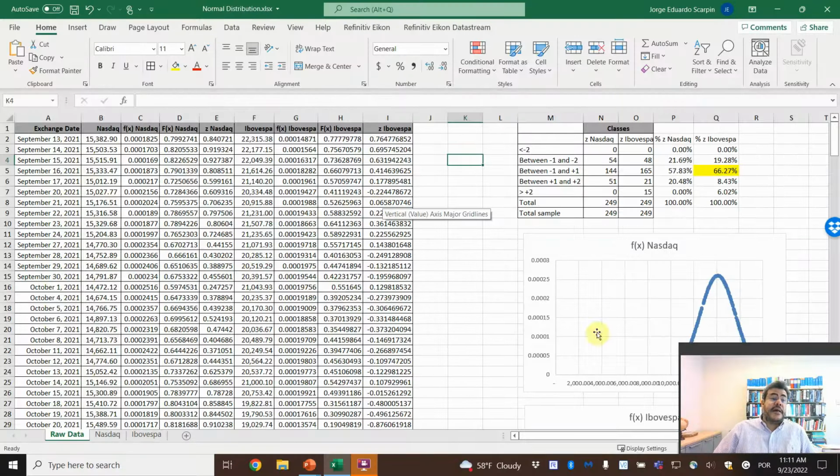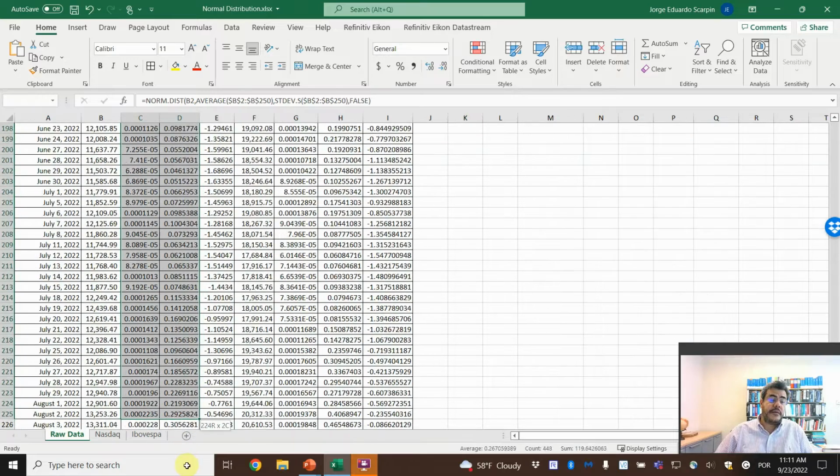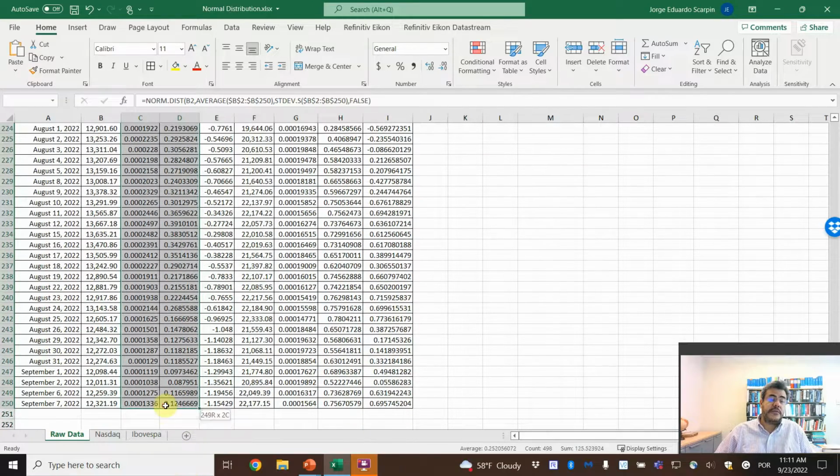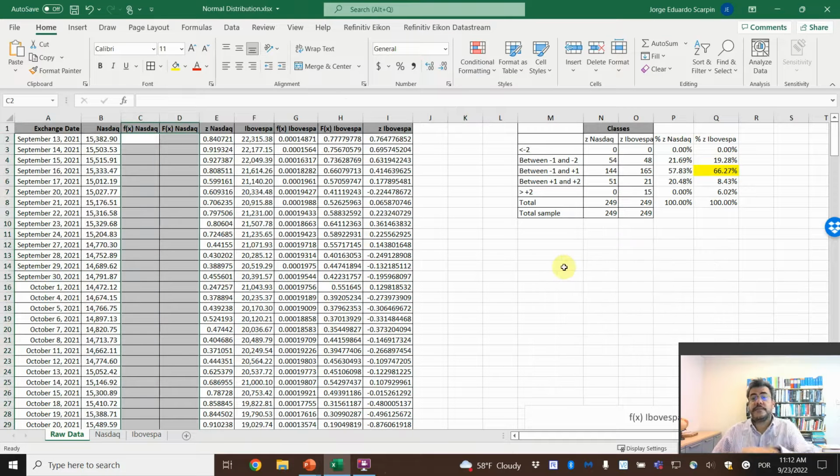So here, daily returns of two stock exchanges, NASDAQ in the US and Ibovespa in Brazil. So how do we do it? Let me delete the NASDAQ. Let's delete only one, because the other one will be a copy and paste. And also let's delete the chart.